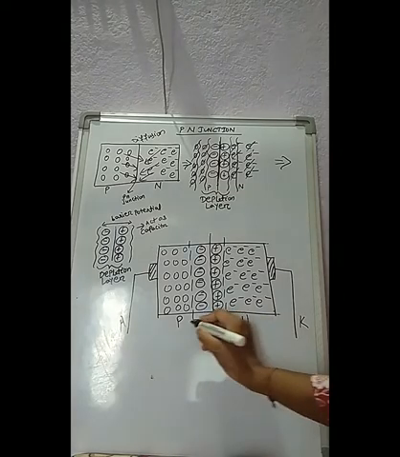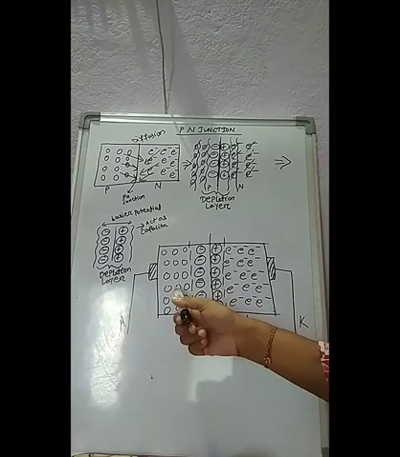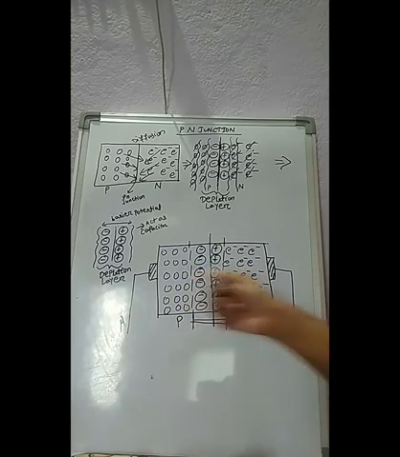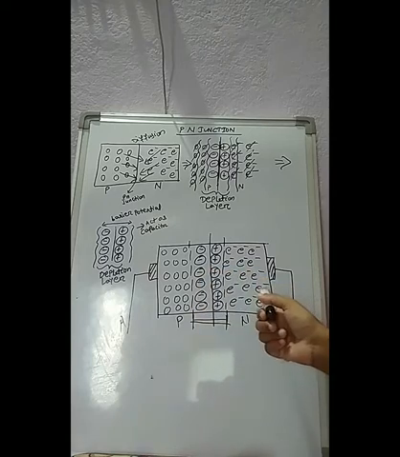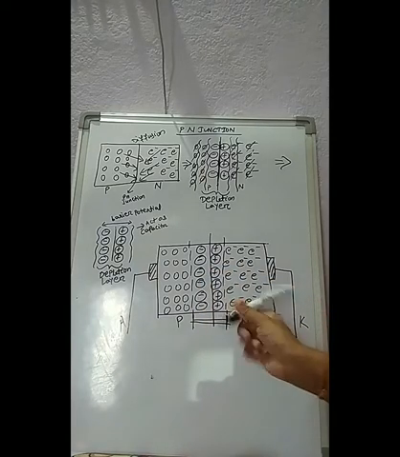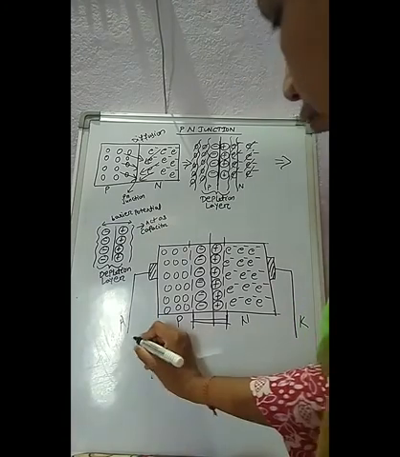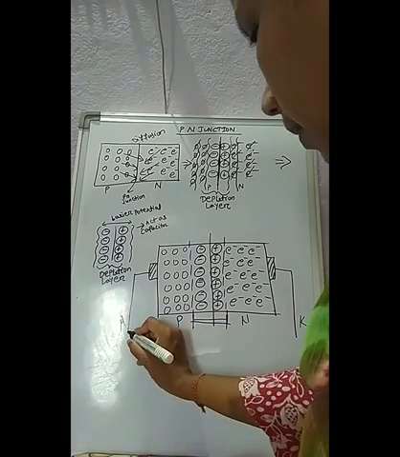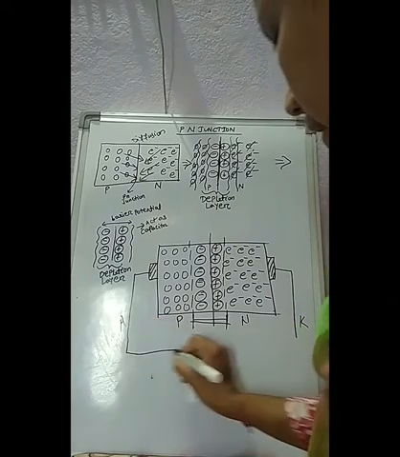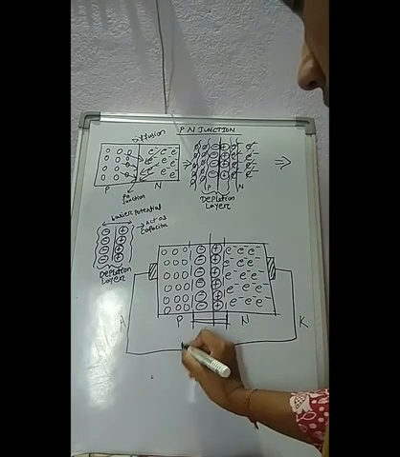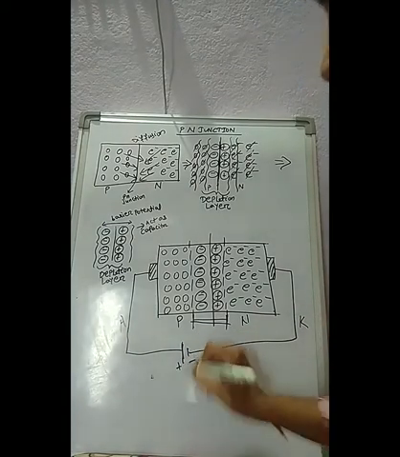Due to this depletion layer, there is no diffusion between P and N layer, and there is no conduction, there is no flow of holes or electrons. Then what do we do? We put some external source. If we connect one battery, like this is the positive terminal, this is the negative terminal.